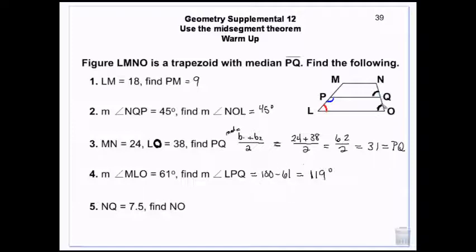So, when you have a trapezoid like this with a median, the angles in the same position, like these, are equal. And the angles that are opposite are supplementary, so they'll add up to 180. And then if NQ, that's this part right here, is equal to 7.5, NO is the whole thing, so that would be 7.5 times 2. So that would be 15.